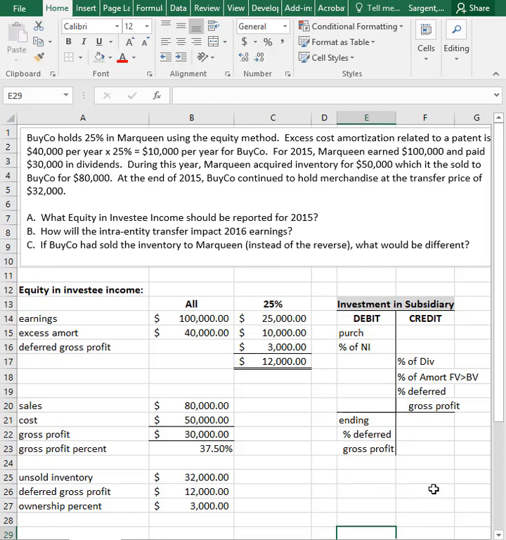All right, so if BuyCo had sold the inventory to Marqueen instead of the reverse, what would be different? The dollar amount would be the same. When we get into the consolidation chapter, it will change the consolidated net income depending on whether it's the subsidiary that's deferring gross profit or the parent that's deferring gross profit. But we'll get into that in a later chapter, so no need to get too involved. It doesn't change the dollar amount at this point. Okay, ready for the next one.